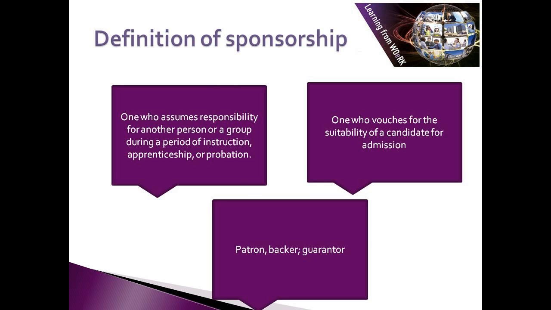So let's think about sponsorship. Here are some dictionary definitions of sponsor. One who assumes responsibility for another person or a group during a period of instruction, apprenticeship or probation. One who vouches for the suitability of a candidate for admission. A patron, a backer, a guarantor.